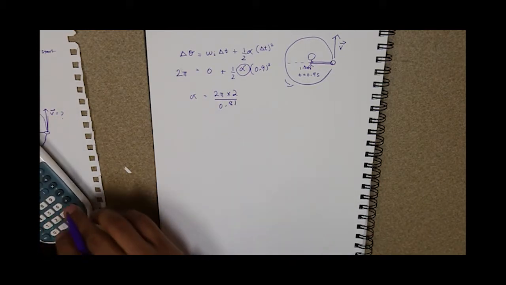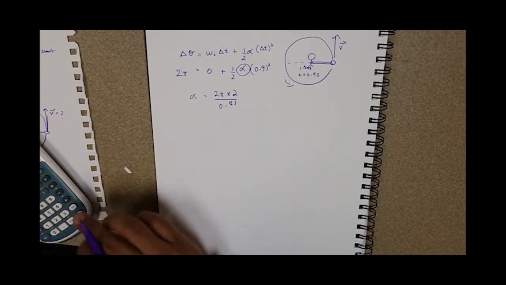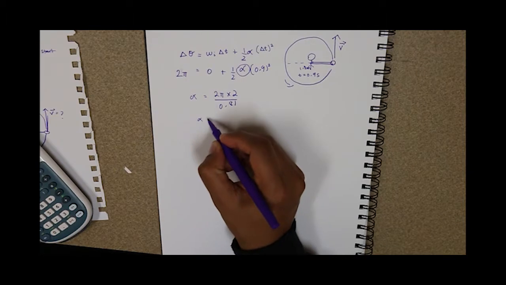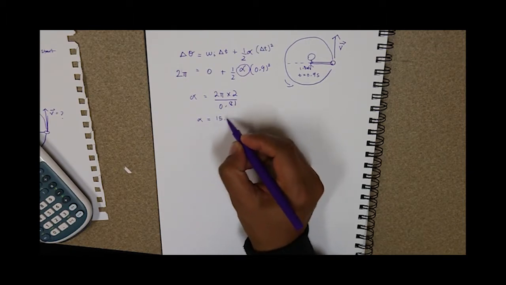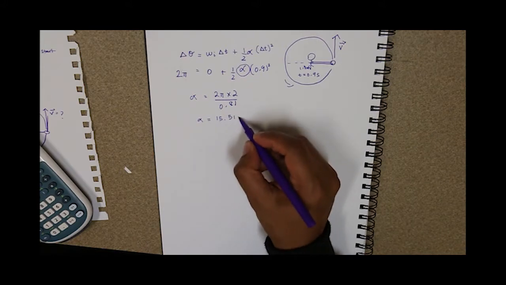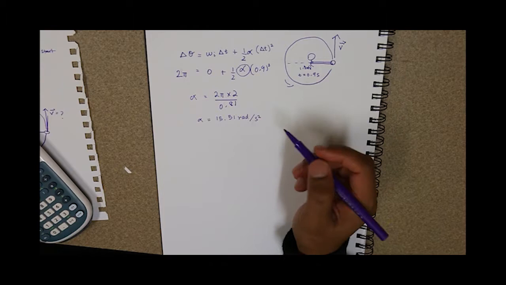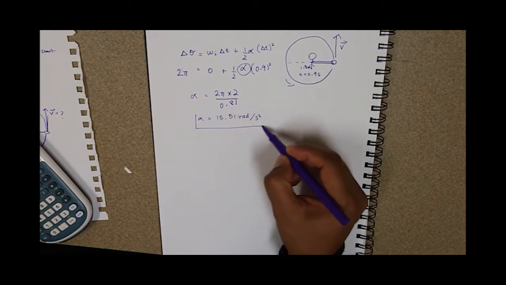Let's calculate that real quick. So 2 times 3.14 times 2 divided by 0.81. So our angular acceleration is 15.51, let's say, radians per second squared. So this is our angular acceleration.